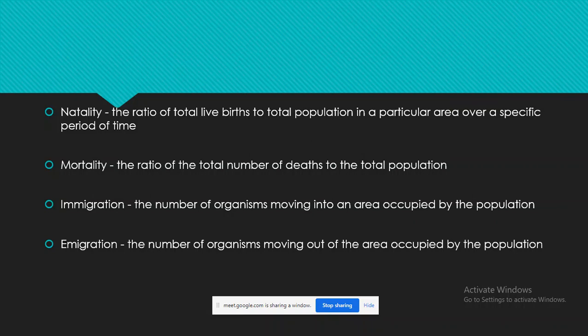Emigration naman is yung bilang ng mga organisms na lumalabas. Ay, pumapasok sa isang population, sa isang lugar na occupied ng isang population. Yeah, immigration. Yung emigration naman is yung bilang ng mga organism from an original population, papalabas.